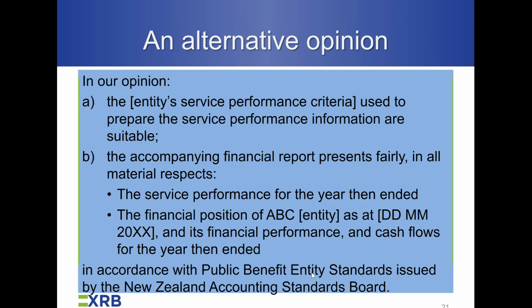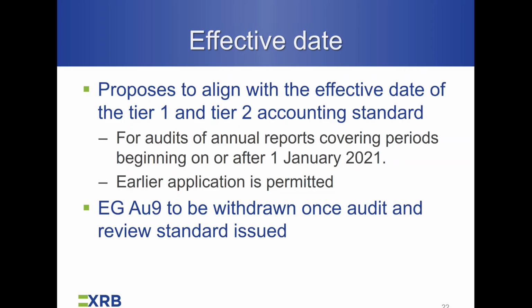In terms of the effective date of the exposure draft, the proposal is to align with the effective date of the Tier 1 and Tier 2 accounting standard. So breaking news, the standard's going to be effective, the preparation requirements are going to be mandatory, for periods beginning on or after 1 January 2021, and that can be early adopted. Similarly, the auditing standard is proposed to match that effective date.